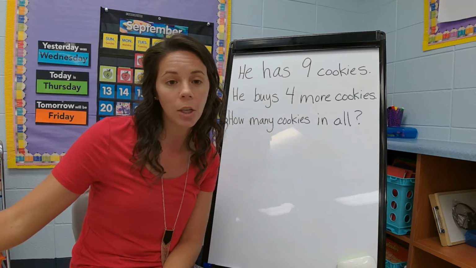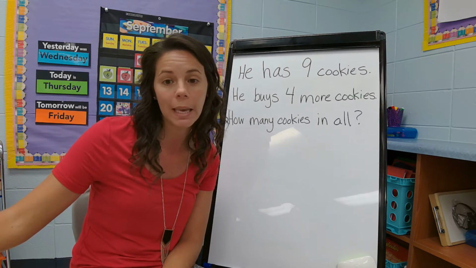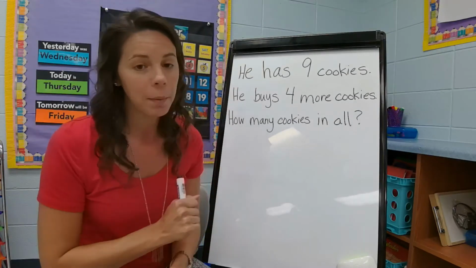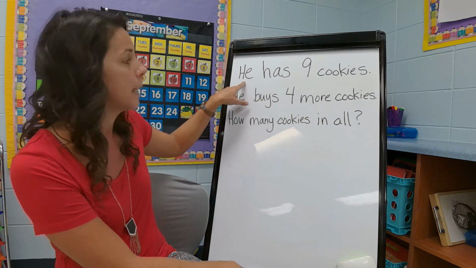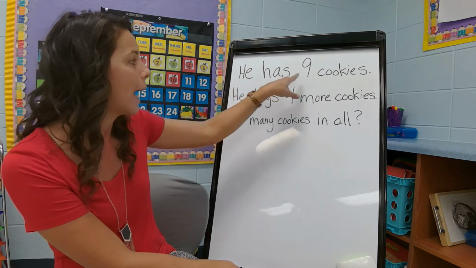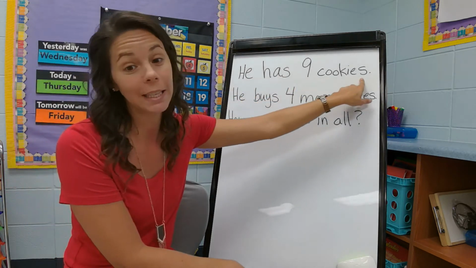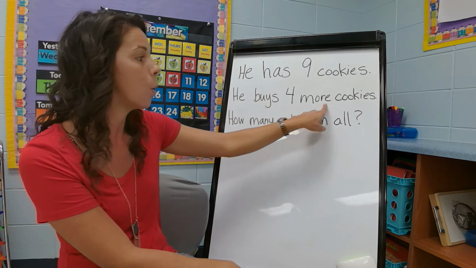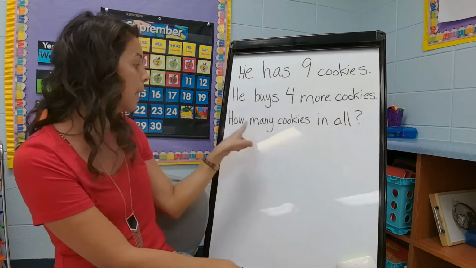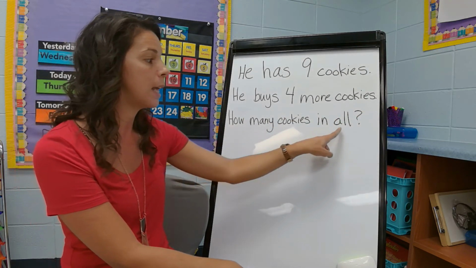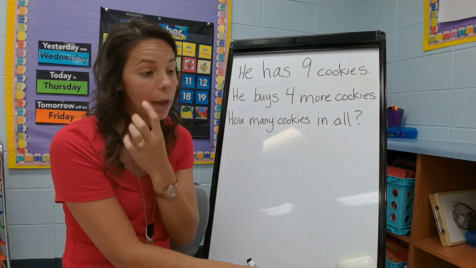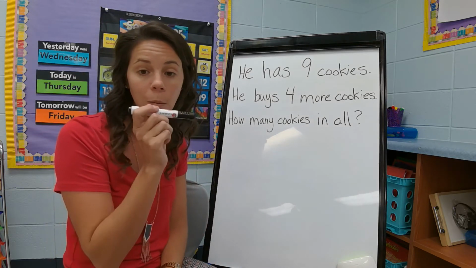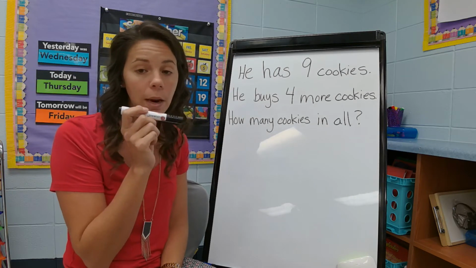Let's go ahead and look at our story problem. Like I said, we're going to be getting into some bigger numbers. So let's do one together. I'm going to read it for you as you guys follow along. It says, he has 9 cookies. He buys 4 more cookies. How many cookies in all? So if you guys have your math mat and your marker, you can write this with me. Okay? You can write down the problem.